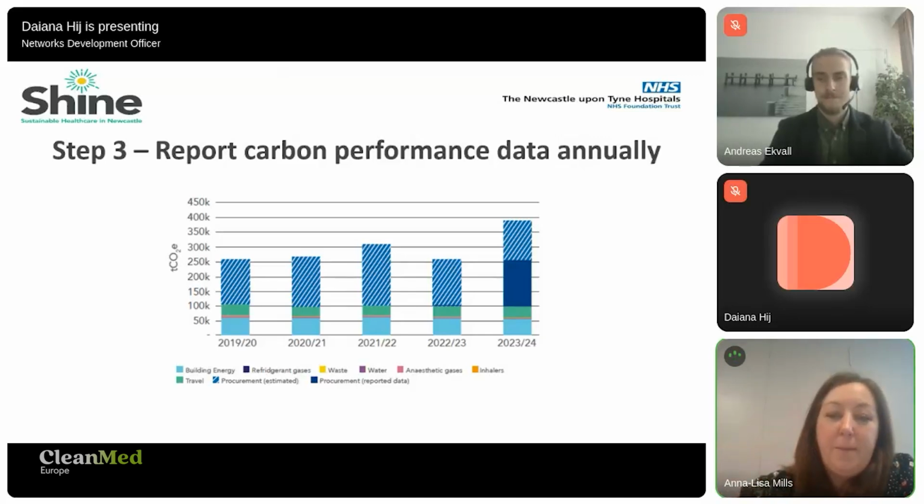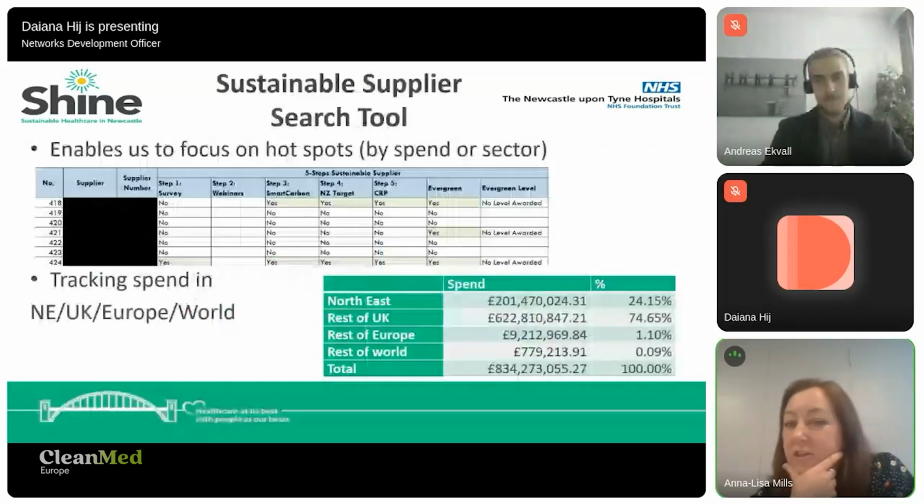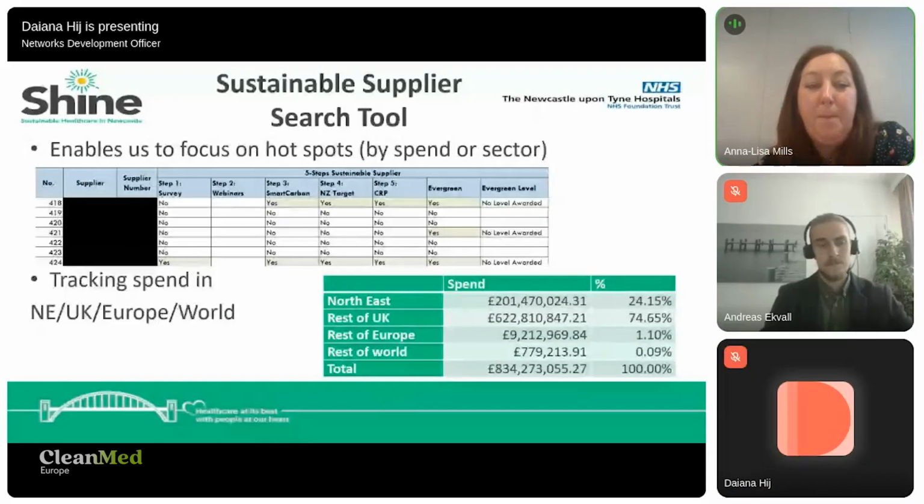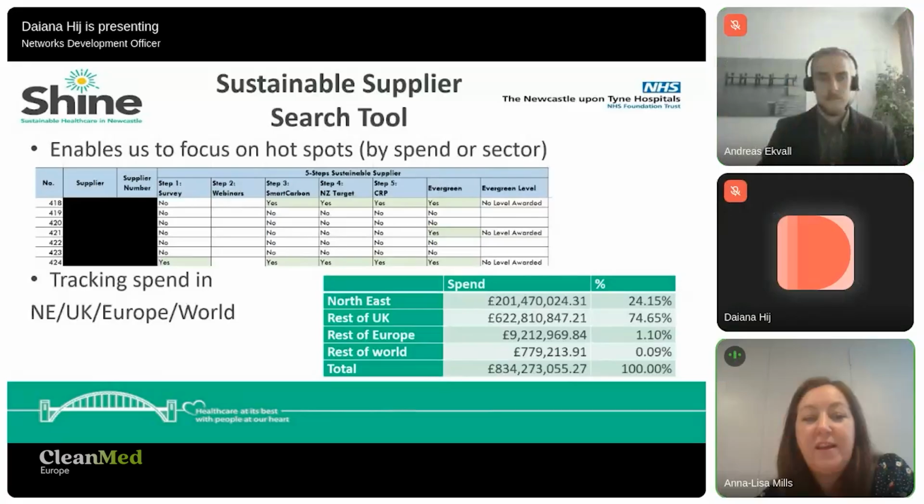The final couple of slides, so the next one just shows, if we can advance on, it shows just how we're monitoring supplier engagement with those 5 steps. And the bottom table shows we're also monitoring the percentage of spend that we have in the northeast of England or the UK versus the rest of Europe, the rest of the world, with a move to start to track if we're spending locally.